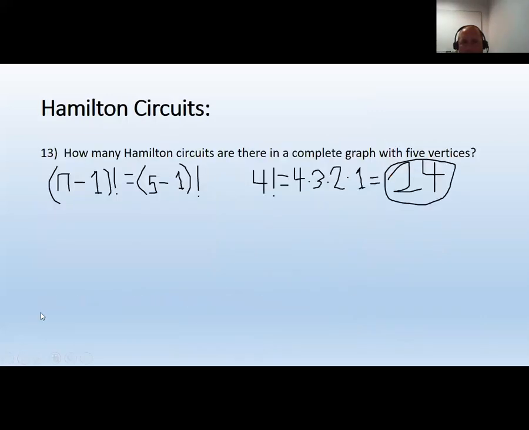Okay, let's try this problem. This one's not going to take really too long. I'll give you about a minute on this one, but this says, how many Hamilton circuits are there in a complete graph with 5 vertices? There's a formula for this, and the formula is n minus 1 factorial. Let's see if you can try that part on your own.